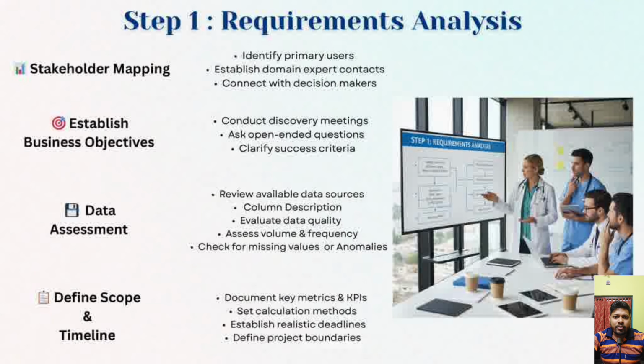Step 1 is all about understanding what we need to build. This includes stakeholder mapping to identify the primary users and decision makers, establishing business objectives through discovery meetings and open-ended questions, conducting data assessment to review available sources and evaluate data quality, and finally defining scope and timeline, which includes key metrics or KPIs and realistic deadlines.